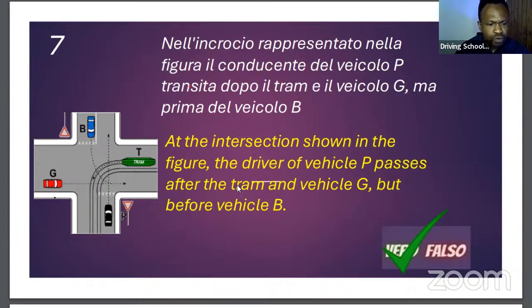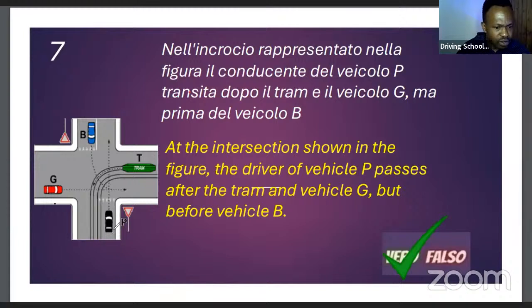Yes, it's true. Vero. It's vero, Mr. Johnson. According to the junction here, look at what they are saying. It said, at the intersection here, vehicle P will leave after the tram and vehicle G have already left. They didn't write that place, but see it like that.